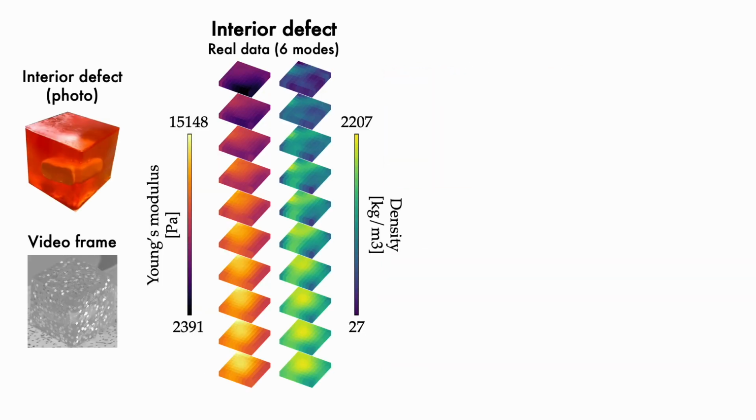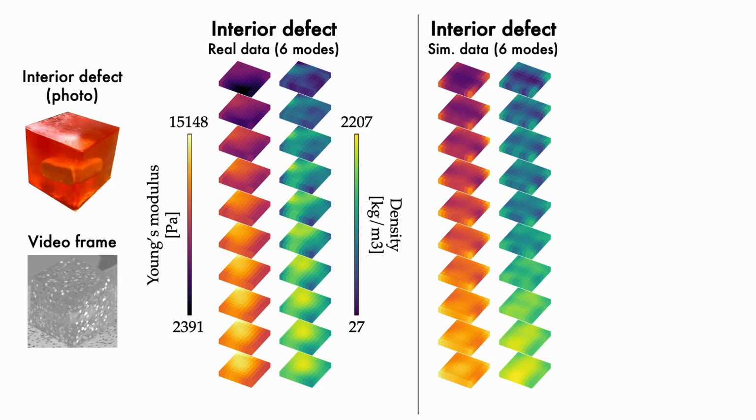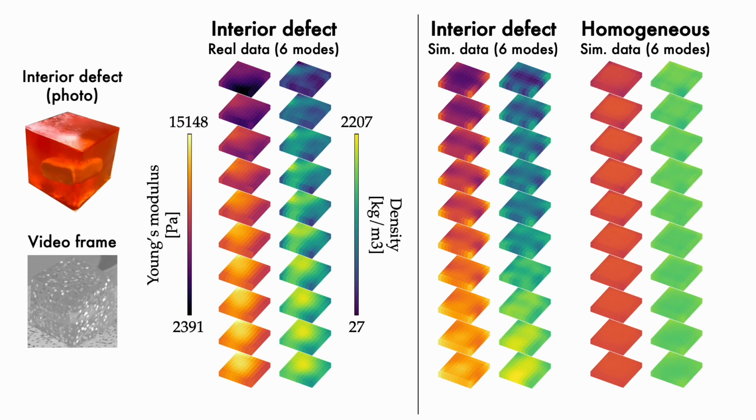Even with just 6 constraining modes, we were able to identify an inhomogeneity in the cube with our method. This is further verified by comparing to the reconstruction obtained from simulated data. Importantly, the reconstruction for a cube without a defect, using a comparable set of 6 modes, does not indicate any inhomogeneity. We hope that this result will inspire future work to develop a robust method for real-world objects.